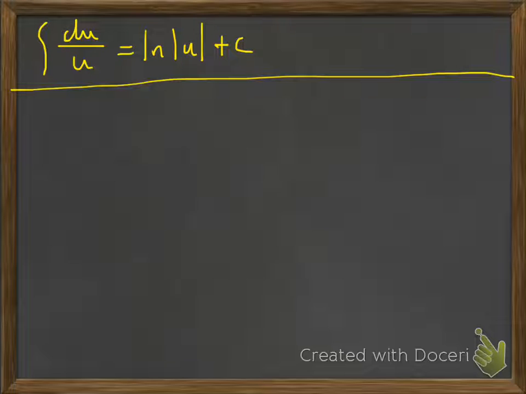We need the absolute value because we don't want any domain issues. So natural log is a logarithm, so it's a positive happy creature, which means it doesn't like anything negative and anything zero to be fed.